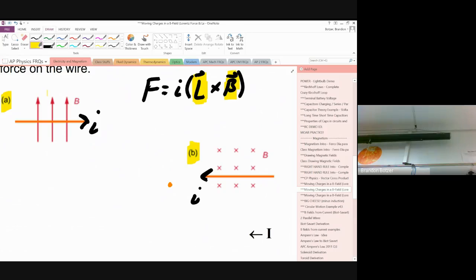This is conventional current. So positive moving charges.